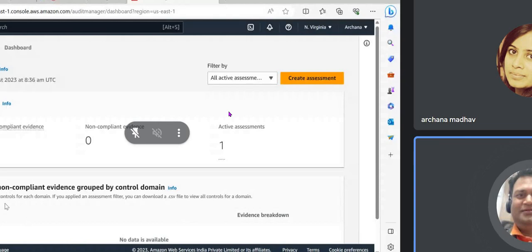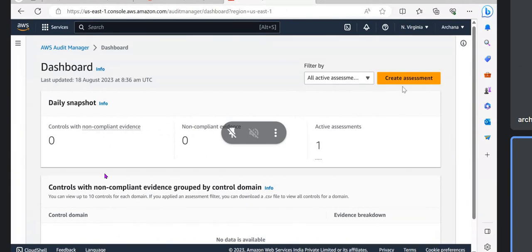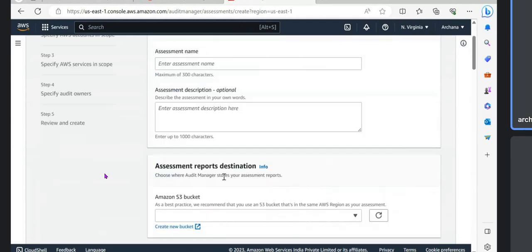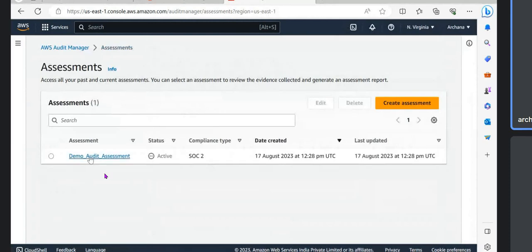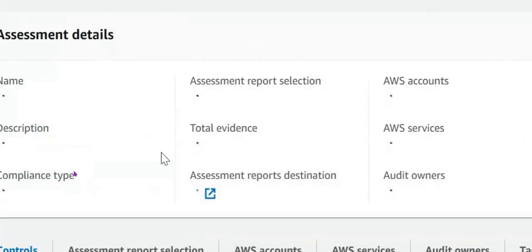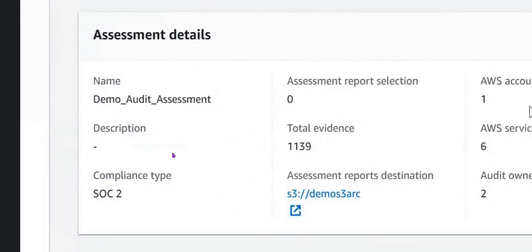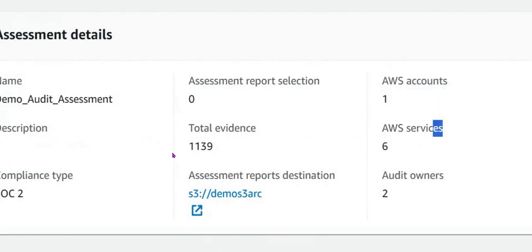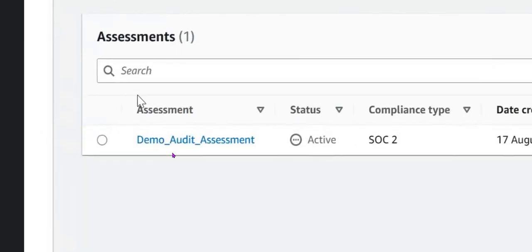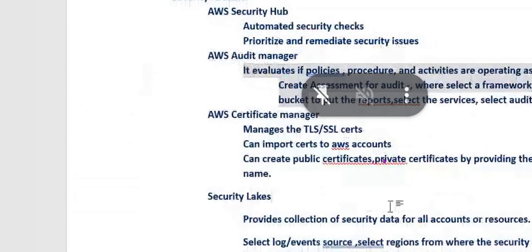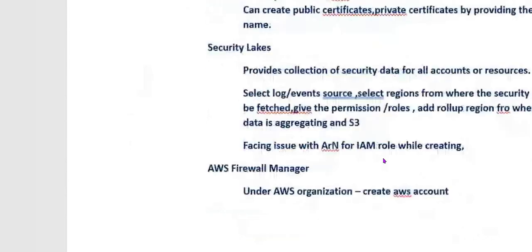Right. So you see here, you have all the active assessments and create assessment, right? Did you try to create an assessment? Yes, I did. I have tried to create, and I have created one actually. Yeah, this one I have created, demo audit. Okay. Here we can create the assessments for the organization as well, right? Oh, I think not here actually.